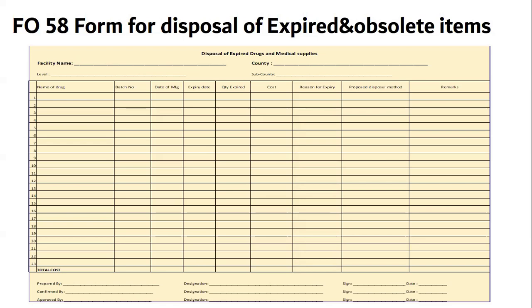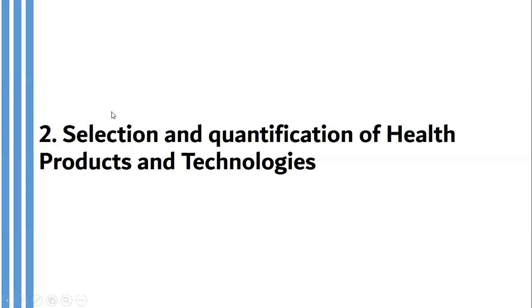Then you indicate the name, the batch number, the date of manufacture, expiry date, all this available on the pack of the commodity. Then you tabulate the quantity plus the cost, and you have to explain the reason for expiry. I think this will put some of us to task. Then the proposed disposal method and remarks. So this is a standard form you fill for all expired and obsolete items. The form name is an FO58.